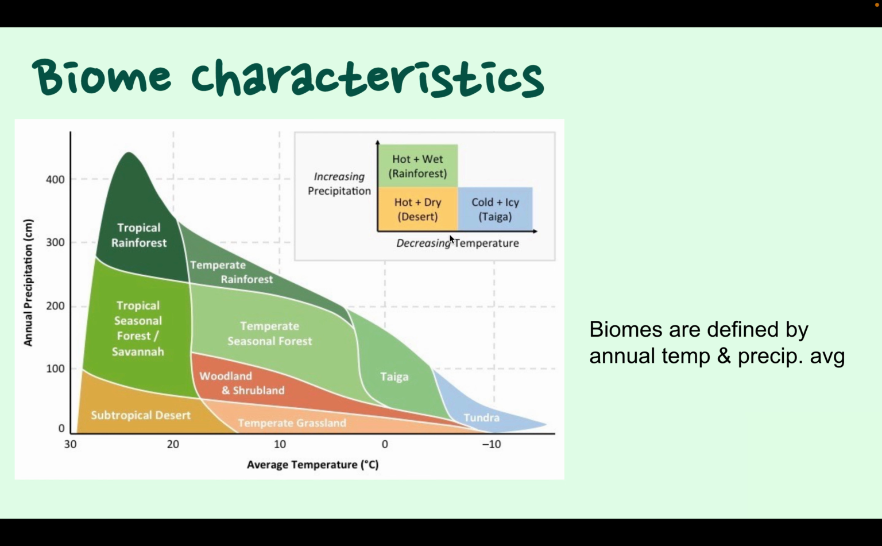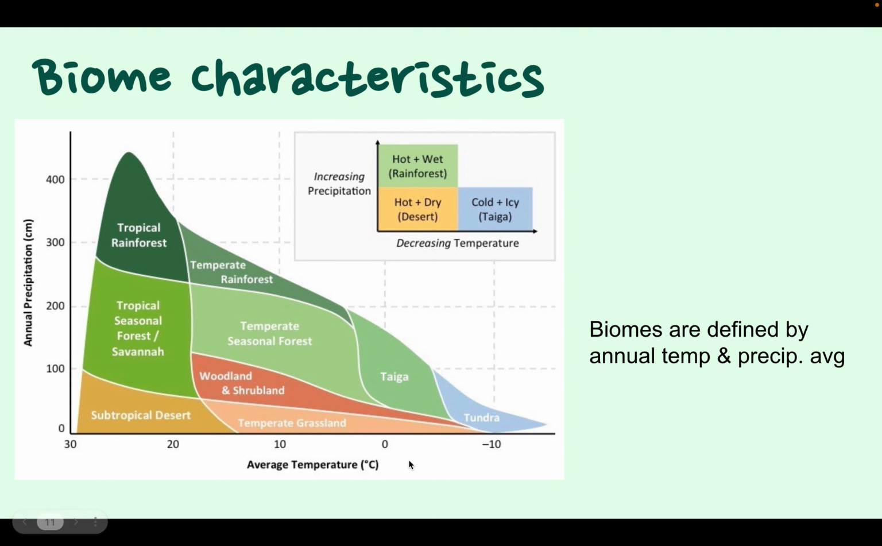So it's real hot here, not a lot of water. So we're talking about deserts, which are generally in this region. As you increase, you are still really hot, but now you've got a lot more precipitation. So we're talking about rainforests. And then as it gets colder, but without a lot of precipitation, you're talking about taiga, so icy and cold areas.